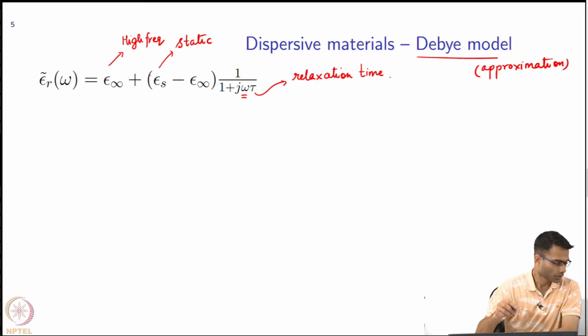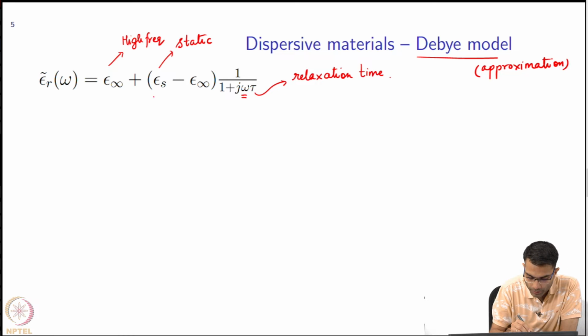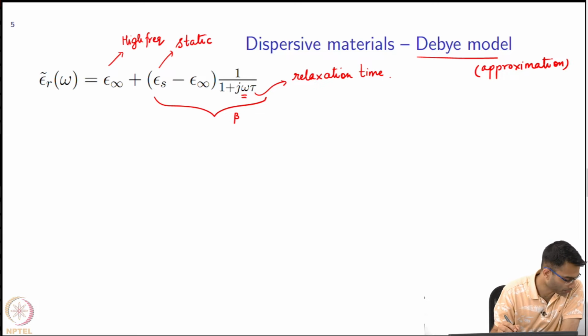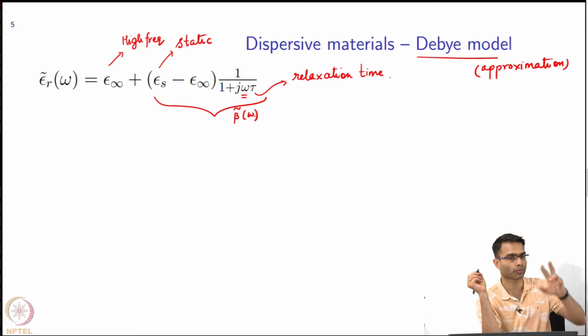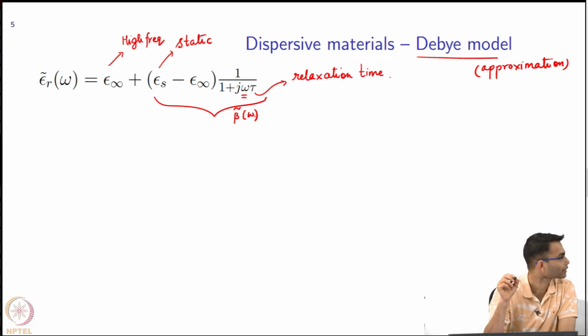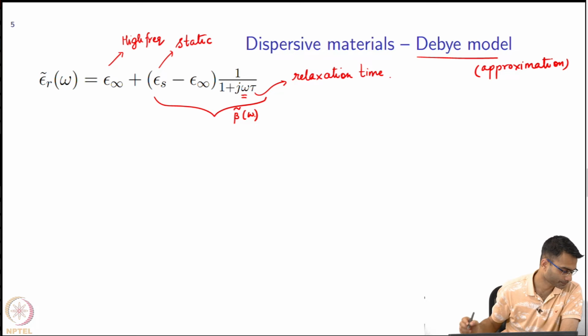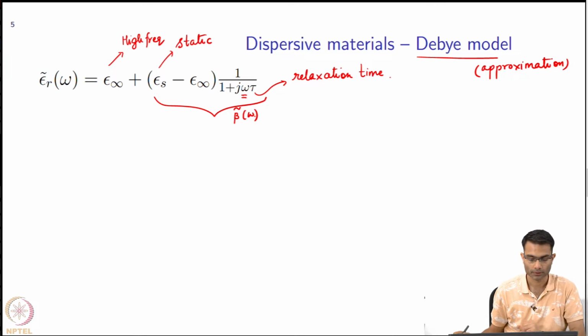This whole term over here will appear many times, so I am going to give it a shorthand notation. I am going to call it beta. Since it is in the frequency domain, I am putting a tilde on it. So, this is beta tilde of omega.